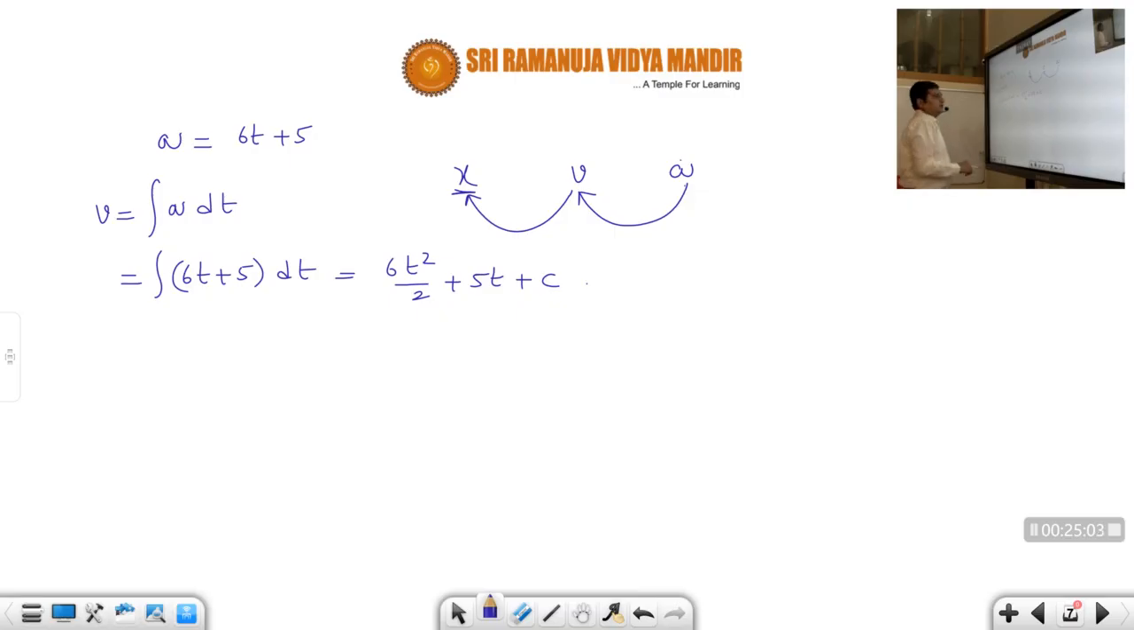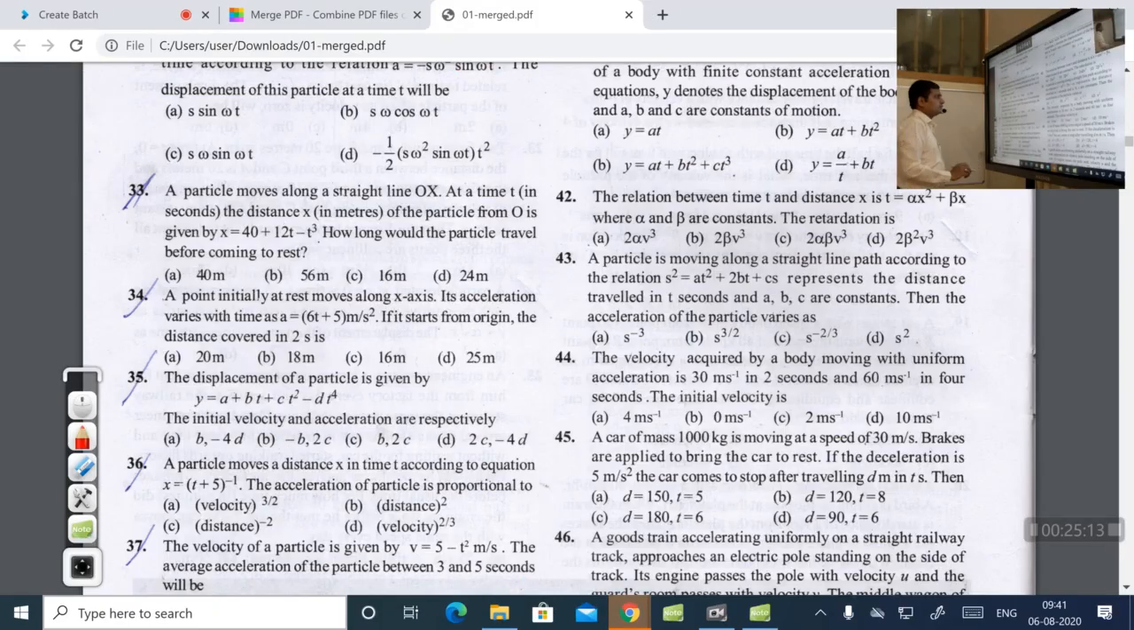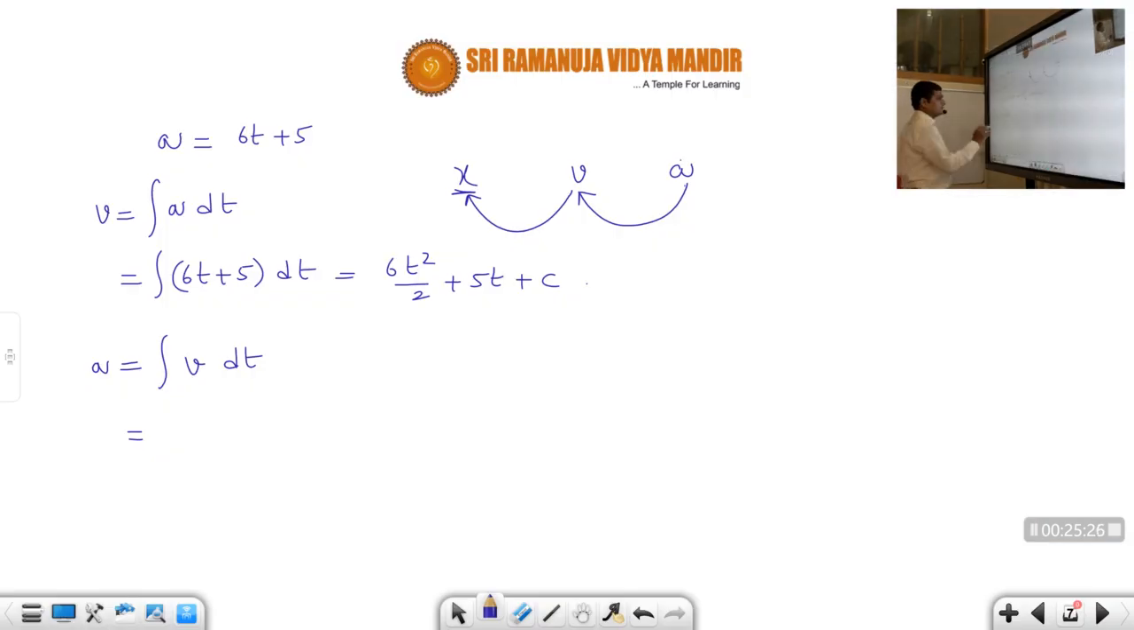Okay, students. So next, afterwards, acceleration A is equal to integral v dt. Okay. So like this we can calculate. But now they are asking, at what time, students, here if it starts from origin, the distance covered in 2 seconds. If it starts from origin means what? Initially velocity is 0 at time t equal to 0. So substitute first. Before calculating the acceleration, let us calculate this value of c, students.